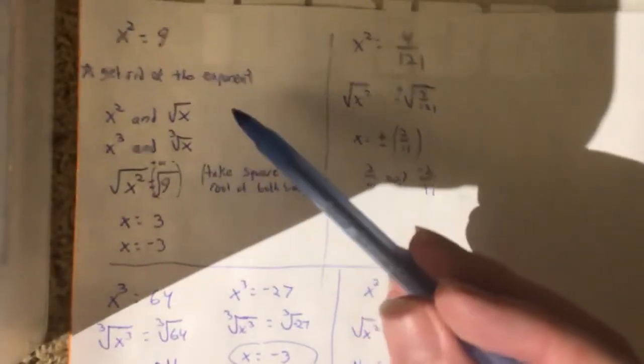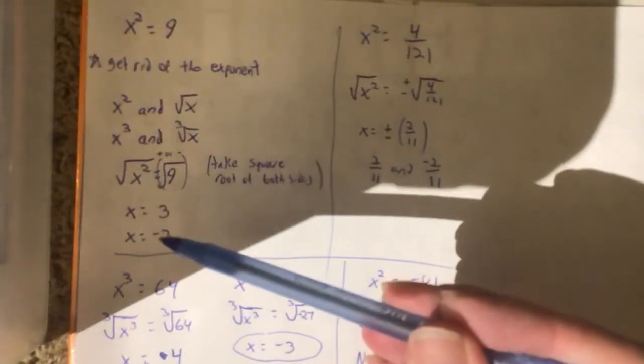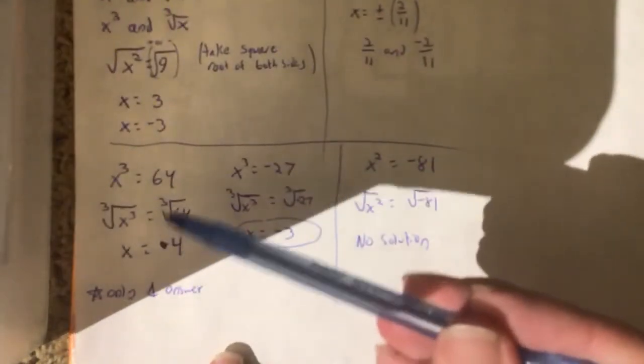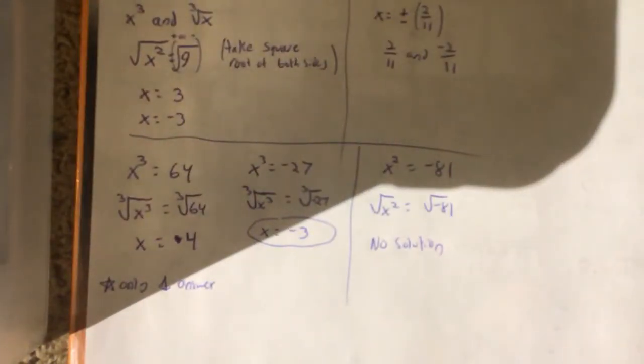Anytime x squared equals a positive number, I'm going to have two answers: your positive root and your negative root. And an exponent of x cubed will only give me one answer. So those are the scenarios.